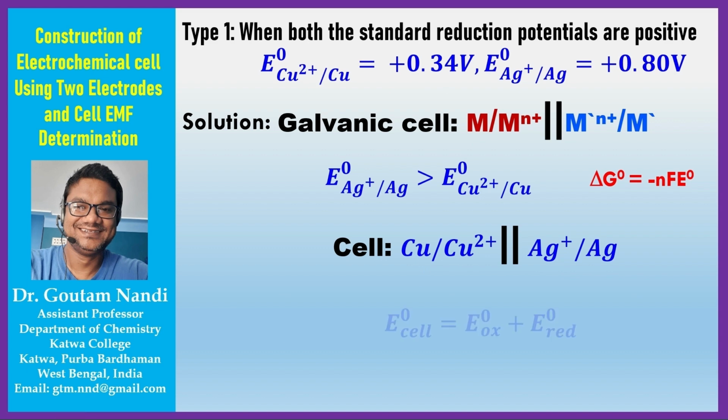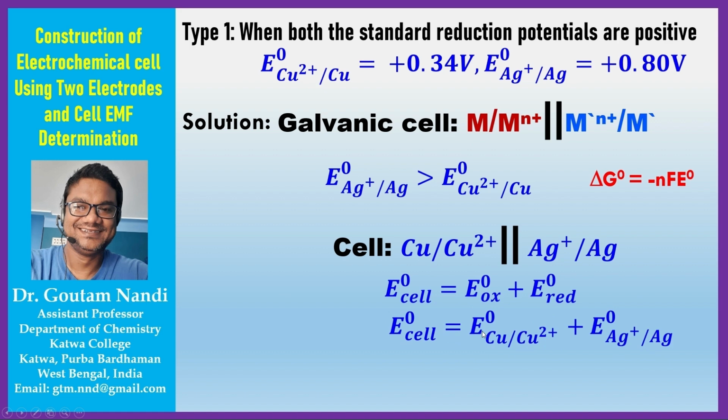So E0 cell will be, as I earlier wrote, E0 ox plus E0 red, and E0 ox value will be Cu2 plus, and E0 red is the E0 Ag plus Ag value. So it is minus 0.34 volt and it is plus 0.80 volt. We don't need to change this value, but here the sign is changed, and this will give plus 0.46 volt.